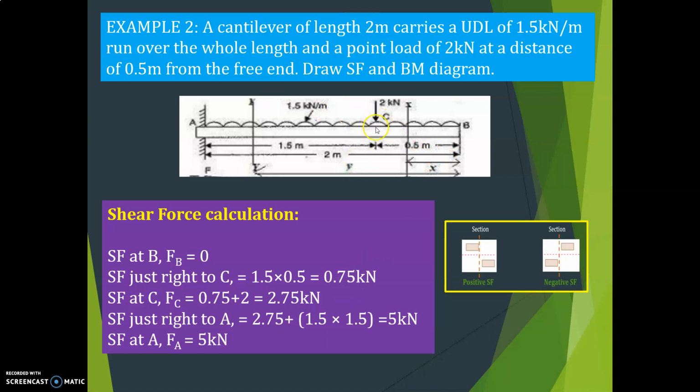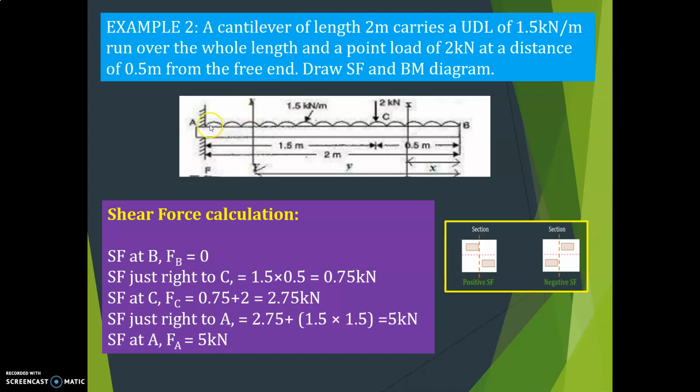Next, shear force at C now. Shear force at C is, till here it is right to C is 0.75. 0.75 plus 2. Why plus 2? This is right side downward, right side downward is plus, correct, according to this. So plus 2. So 0.75 plus 2, that is equal to 2.75.